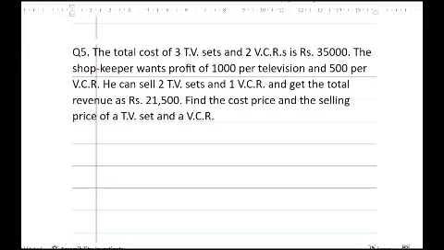Moving on to the last question of this chapter and this video. The total cost of 3 TVs and 2 VCRs is rupees 35,000. The shopkeeper wants to profit of rupees 1,000 per television and rupees 500 per VCR. He can sell 2 TV sets and 1 VCR and get the total revenue as 21,500. Find the total price and the selling price of the TV set and the VCR.